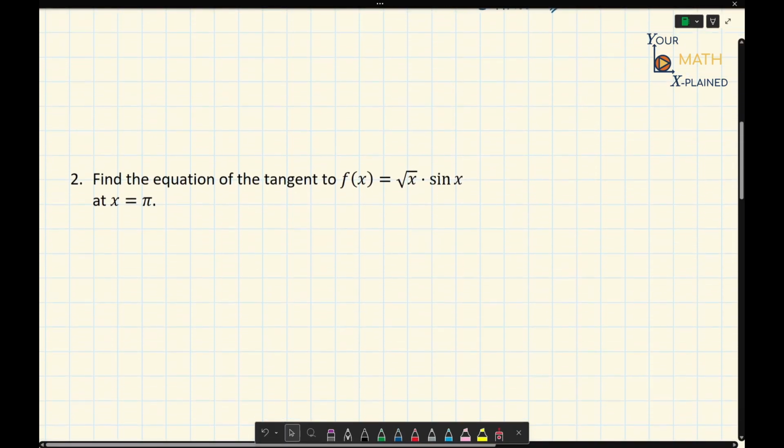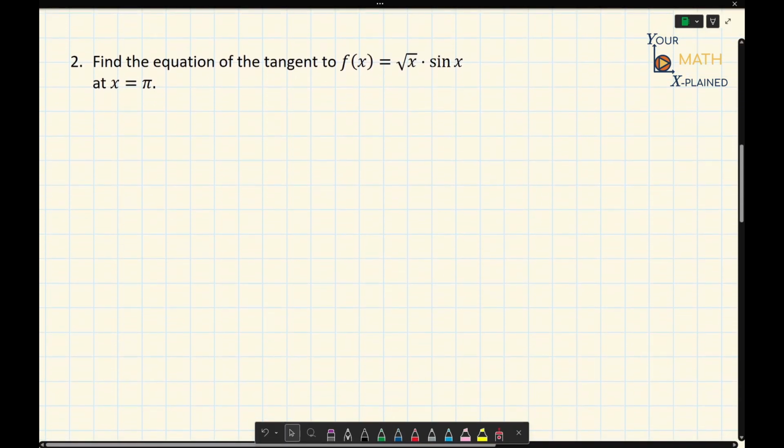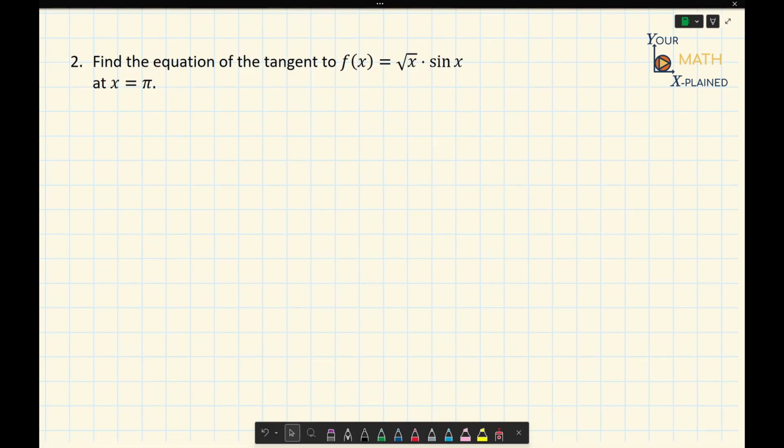Now for our second problem, we want to find the equation of the tangent to f of x at x is equal to pi. This is a very common AP style problem involving product rule. So you should know by now that to find the equation of the tangent, we need to first find f prime of x. So let's go ahead and start with that.